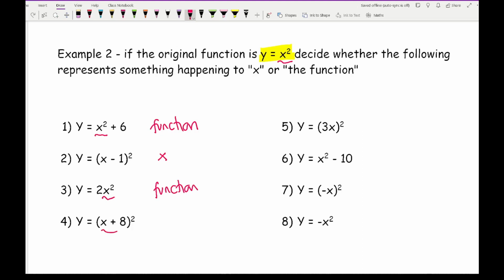Here, I can't see an x squared, so that's where we're doing something to x. For question 5, we can't see an x squared because, again, we've got brackets. And so here we're doing something to x. Question 6, I can see an x squared, so that's going to be doing something to the function. Question 7, here we're doing something to the x. And in question 8, here we're doing something to the function because I've still got that x squared part.